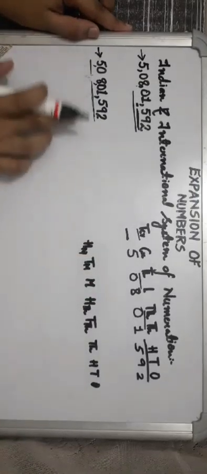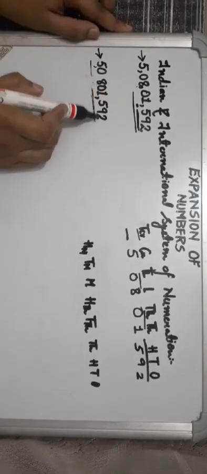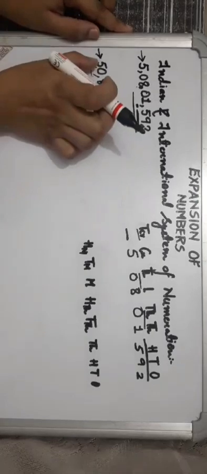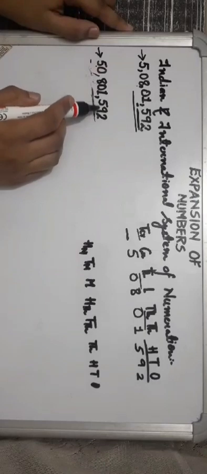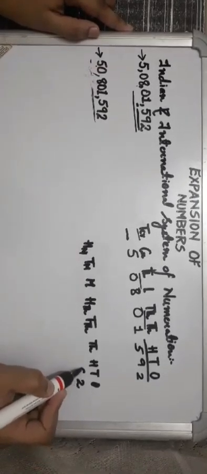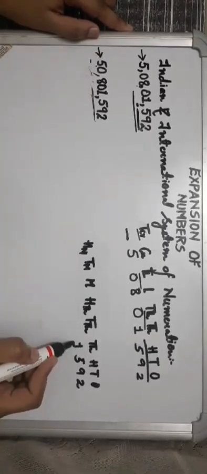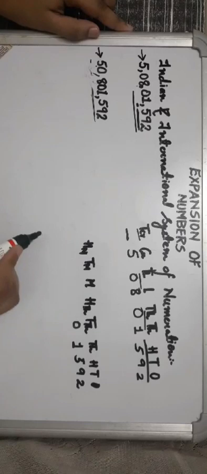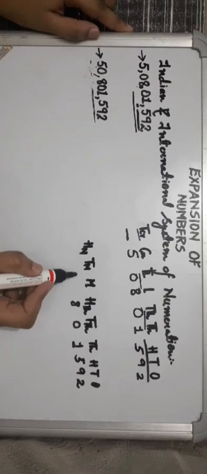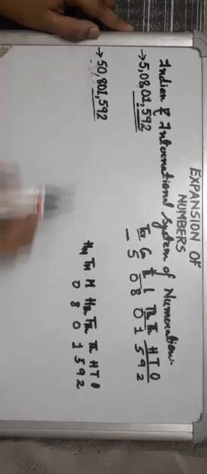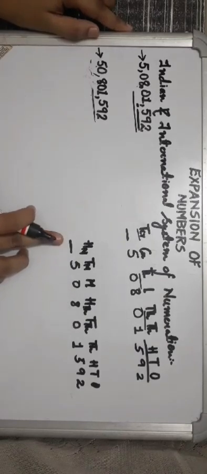So now let's talk about the international system of numeration and put the comma in order. 3, then after 3. Okay, now 295 at 100. Then 1 at 1000. 0 at 10,000. 8 at 100,000. Then at million we have 0. At 10 million we have 5. At 100 million we have nothing.